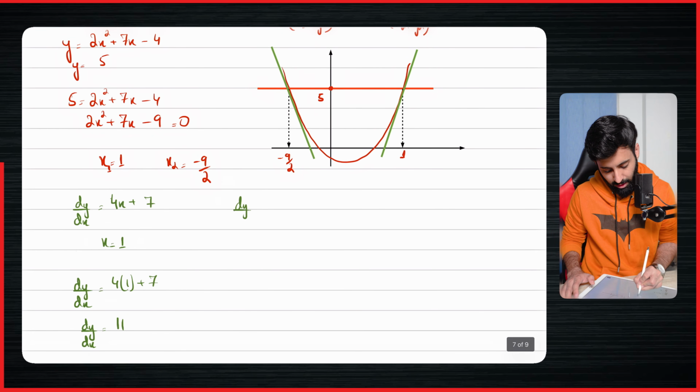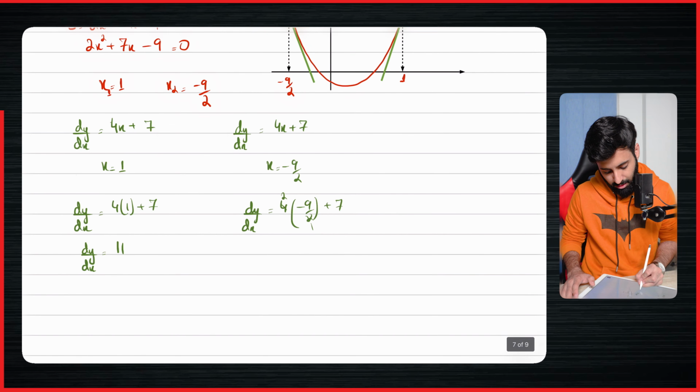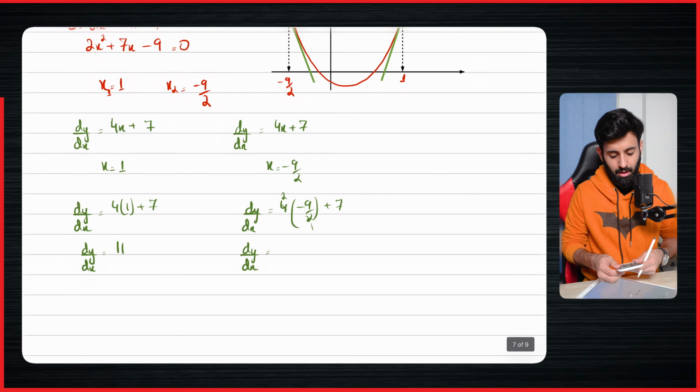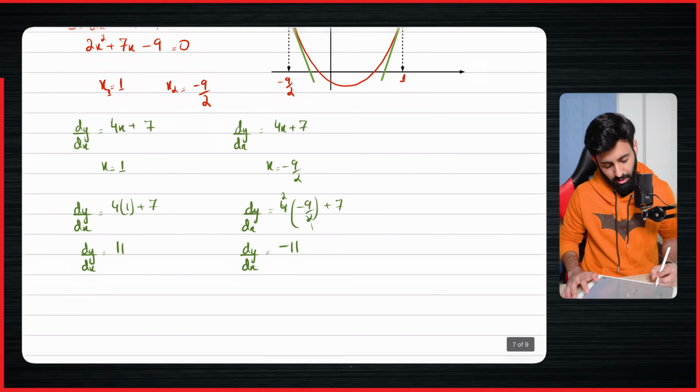And then let's plug in x equals minus 9 over 2 and see what happens. So 4x plus 7, with x equals minus 9 over 2. So dy by dx is equal to 4 into minus 9 over 2 plus 7. So 2 1s are, 2 2s are, so minus 2 into minus 9 is minus 18. Minus 18 plus 7, better use a calculator, is equal to minus 11. So there you go. That means the gradients are 11 and minus 11 respectively.